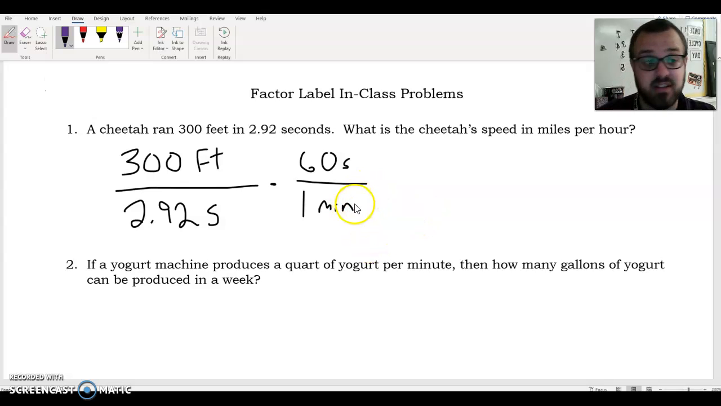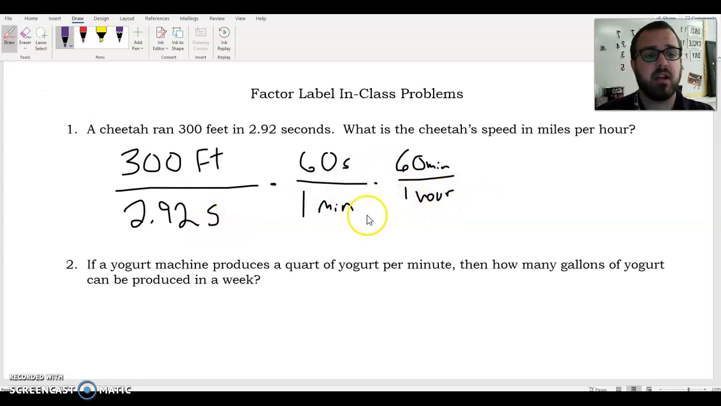Another fact that I know is that there's 60 minutes in an hour. So I'm going to multiply by 60 minutes in 1 hour. Again, I can see that my units are going to cancel. I have seconds here and seconds here, minutes here and minutes here. These are going to cancel, and we'll do that all in 1 second, okay?